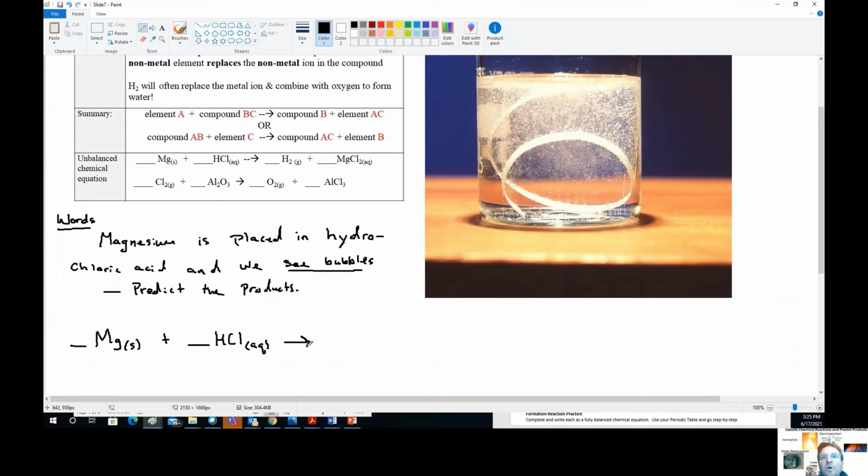So what is going on here? Well, we suspect something's going on. This magnesium, the hydrogen can act like a metal. So basically the magnesium is going to kick out the hydrogen gas. Yeah, we can see it right there. We can see hydrogen gas forming.